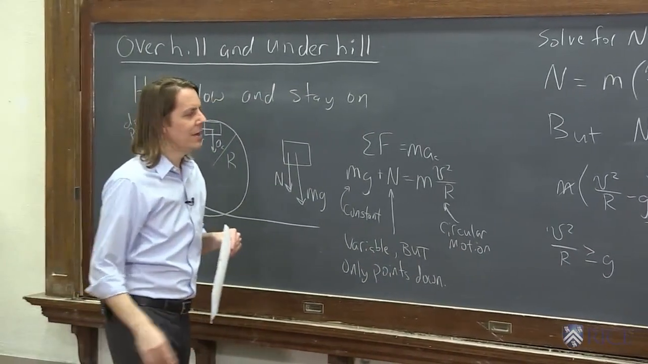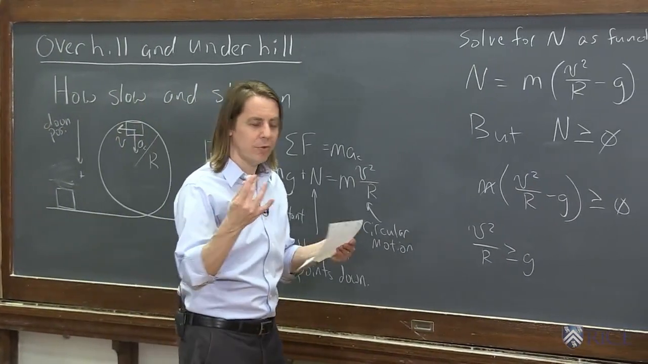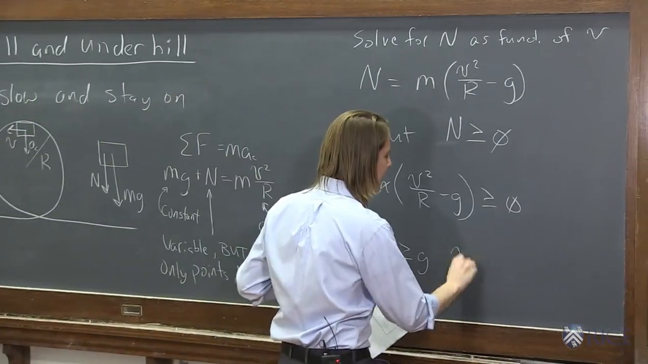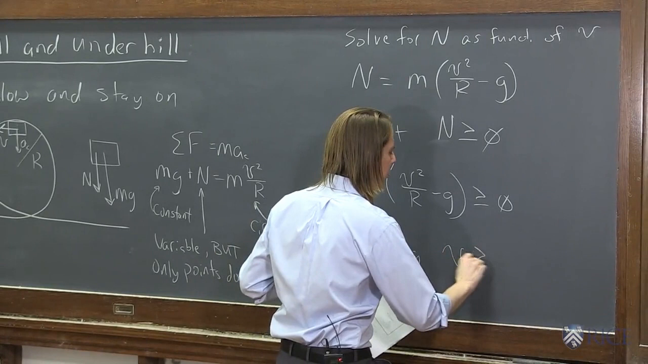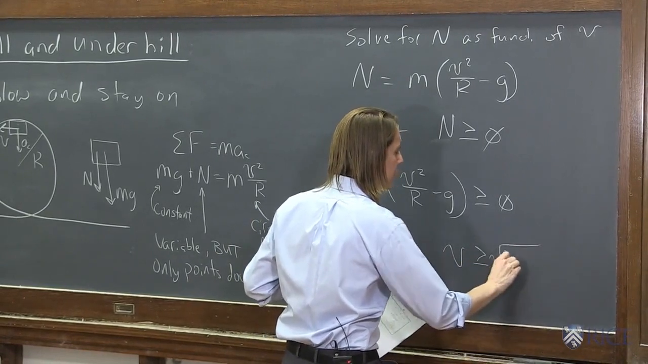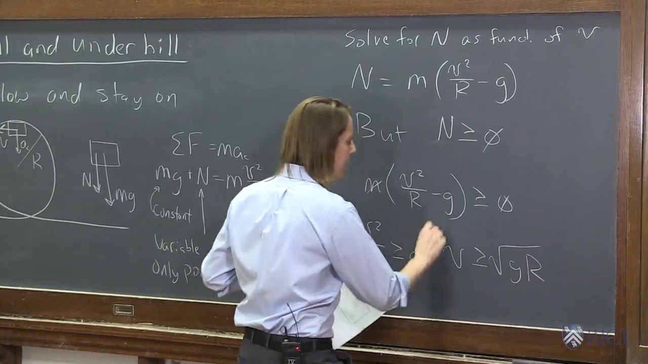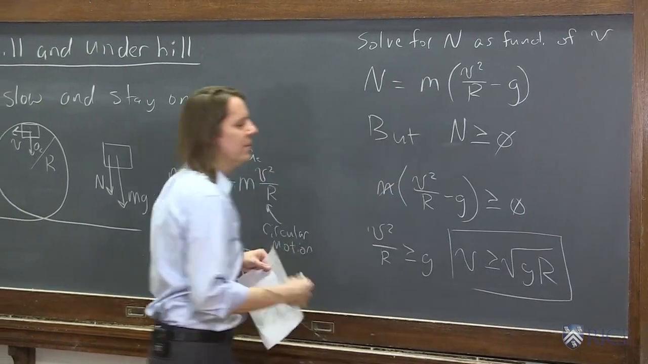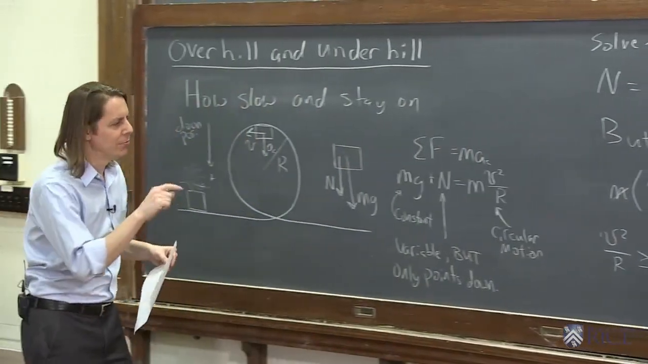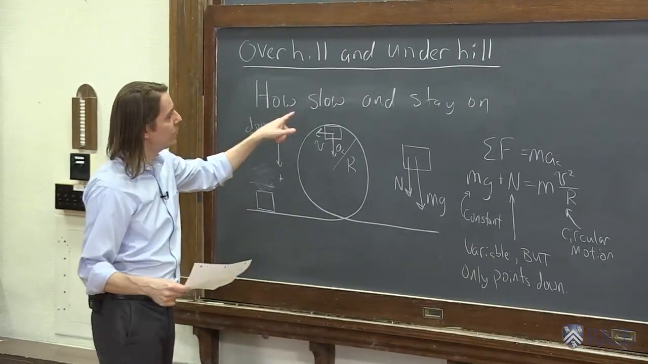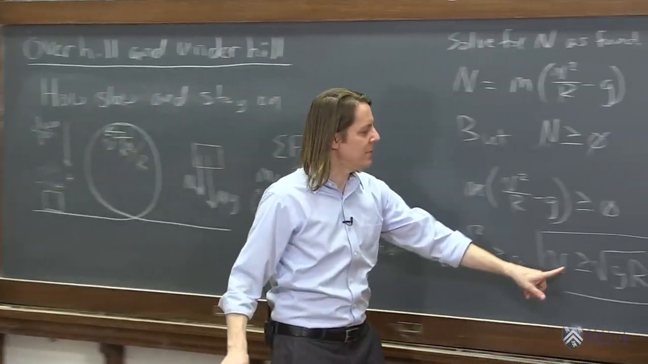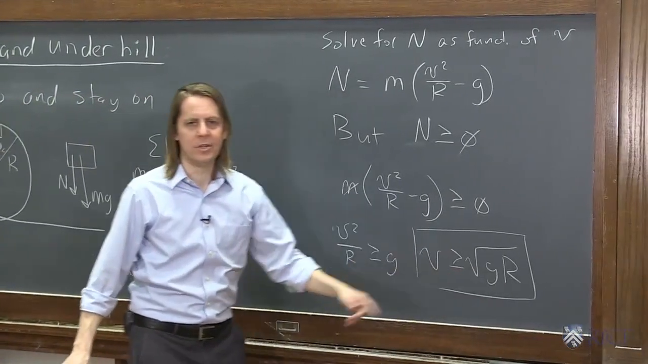Then this critical slowest velocity is that v must always be greater than or equal to the square root of gr. And this is mathematically the answer. v must be greater than or equal to that. How slow can you go and stay on? It would be the equal. You can get down to the square root of g times r.